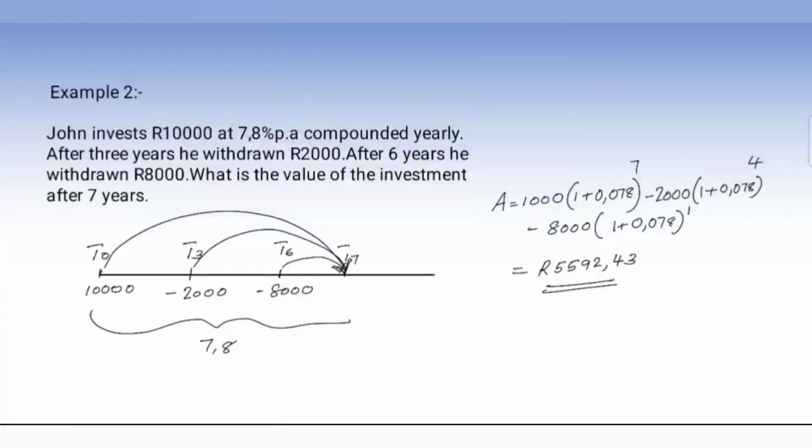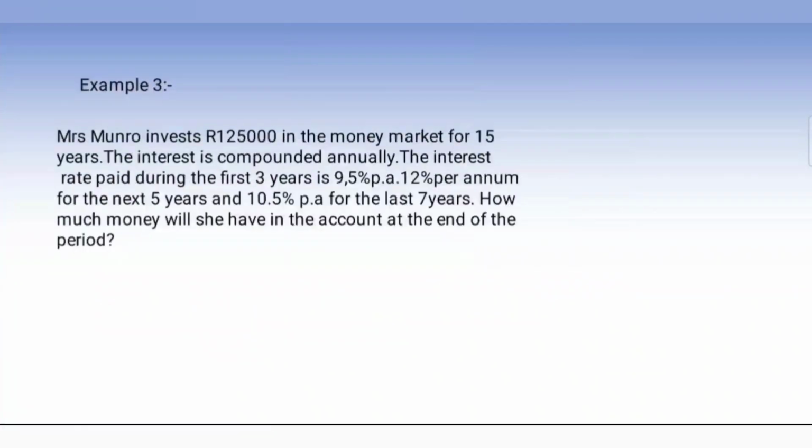Now we can go to the next question where you will see the interest rate also changing again. Mrs. Munro invests 125,000 in the money market for 15 years. That is example 3. The interest is compounded annually. The interest rate paid during the first 3 years, what is that? 9.5%. Clear? Then 12 percent per annum for the next 5 years. After 3 years, next 5 years, it has to go with the 12 percent interest rate.